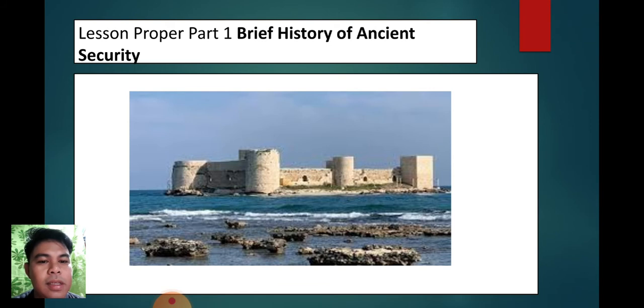Another picture about defending their lives, like this castle. It is surrounded by ocean as a deterrence against enemies. So before they can enter that castle, they must first cross the sea, and then face the arrows of the defenders of that castle. So this is a good defense advantage of a ruler or a king.